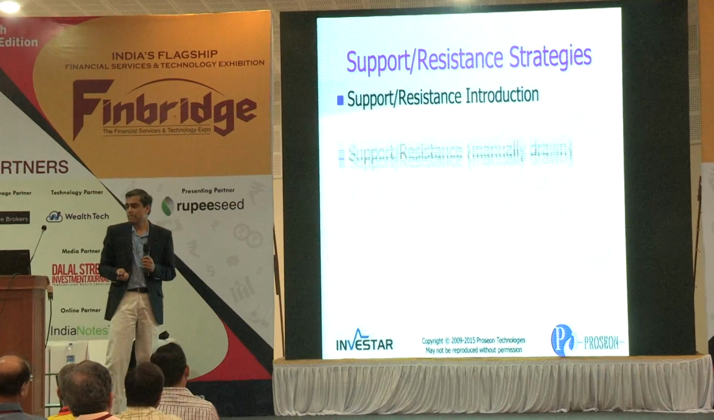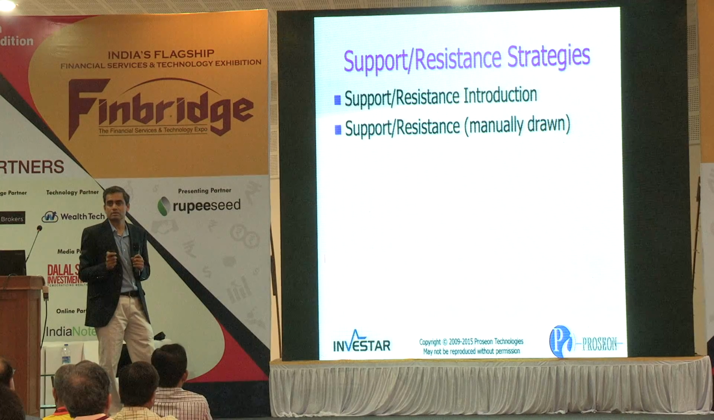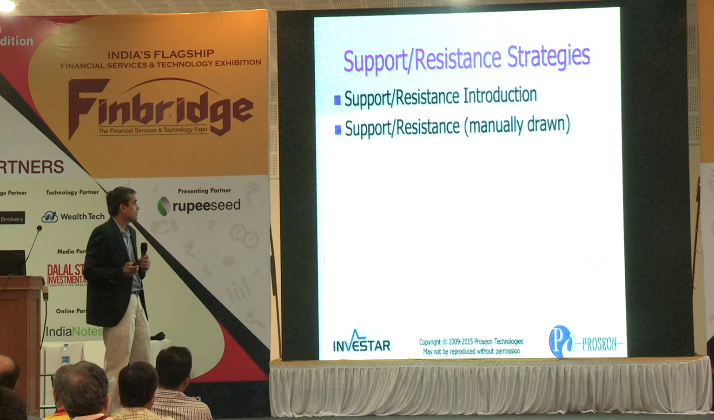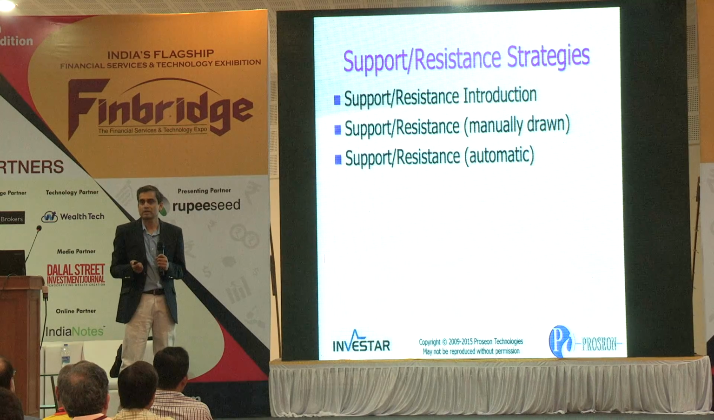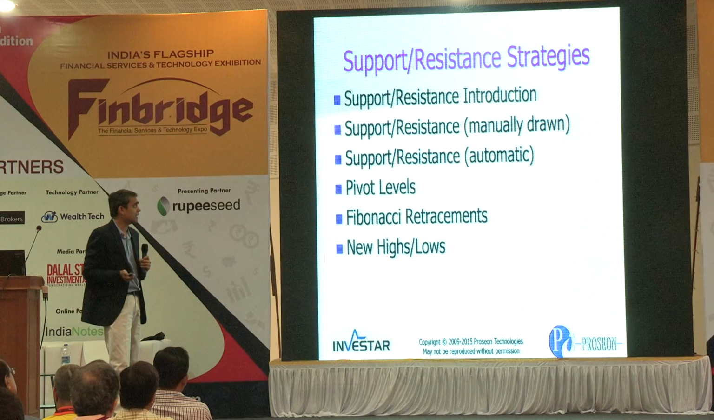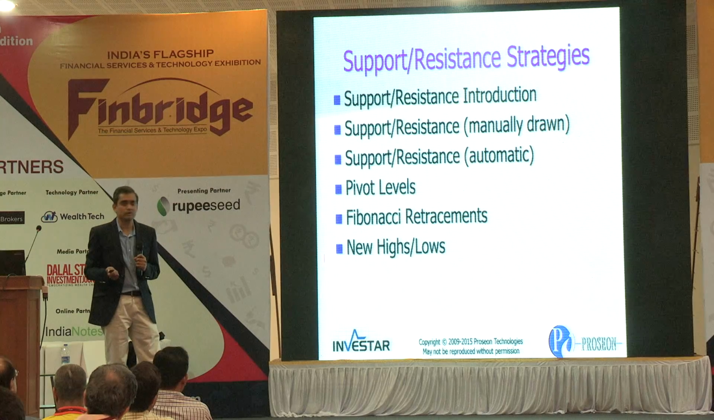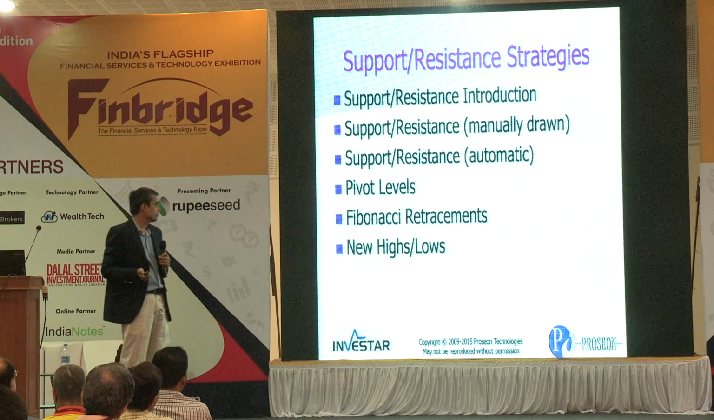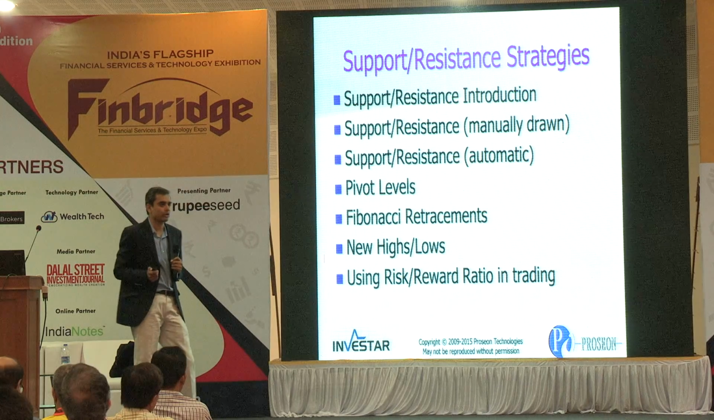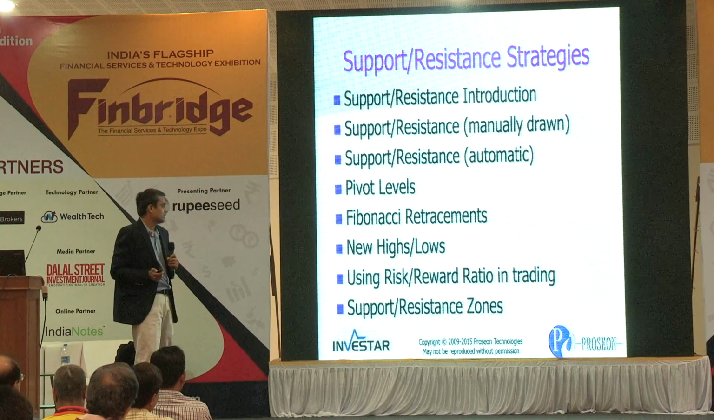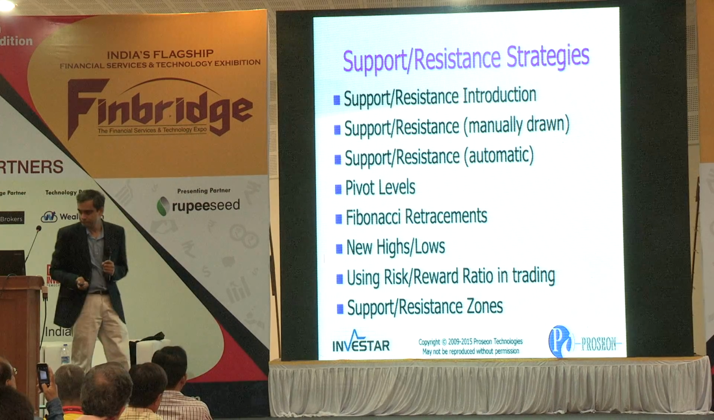So I'll start with that, and I'll show how a technical analyst draws a support and resistance line manually. Then I'll show an automatic way of drawing support resistance. Then we'll compare that with different strategies like pivot levels, Fibonacci retracements, new highs, lows. And finally, we'll also show you how to use risk-reward ratio in our trading. And we'll also talk about supply-demand zones, or also called support resistance zones.